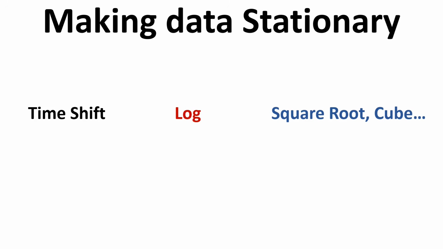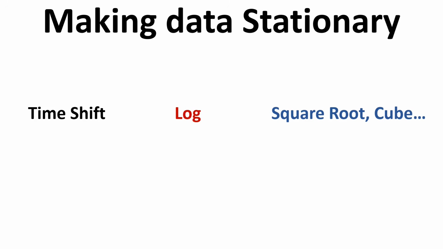There isn't any fixed sequence that you should first go for time shift, then log, then square root and cube. You can try any of them in whatever sequence you want, but the most convenient way is to go first with time shift because that's the simplest one. Then it is also not necessary that you try all these three.